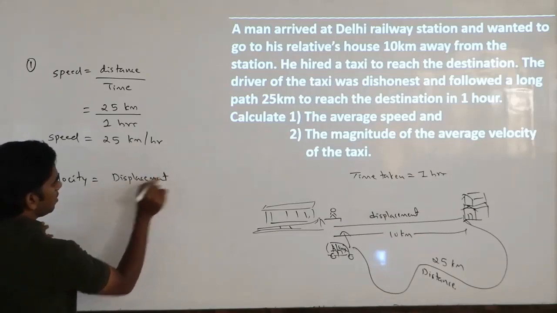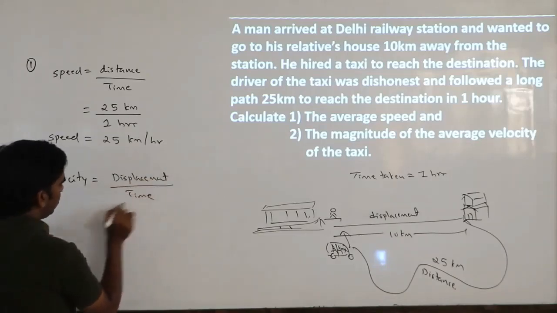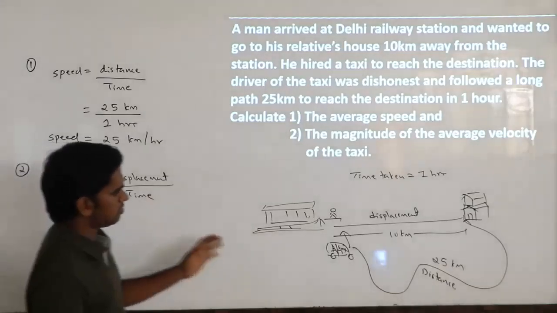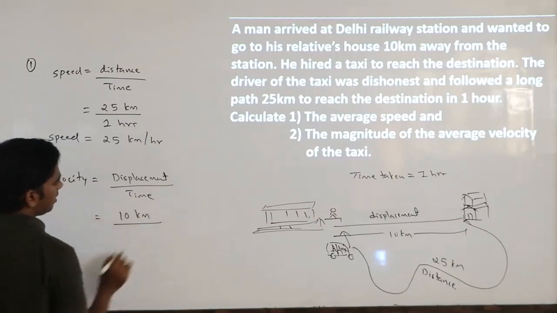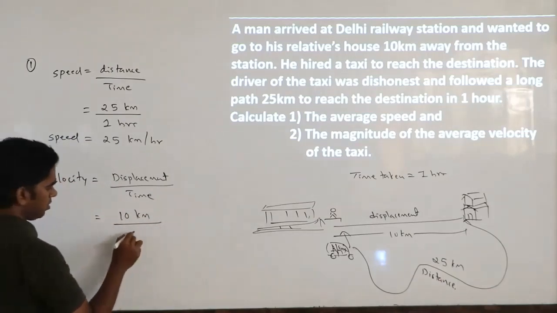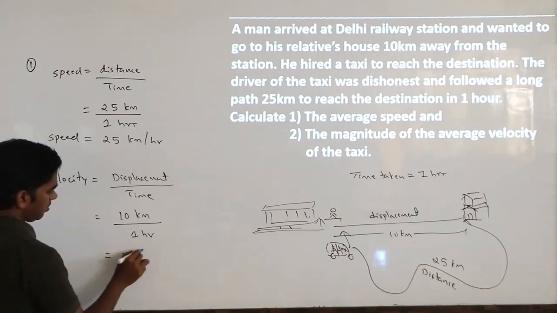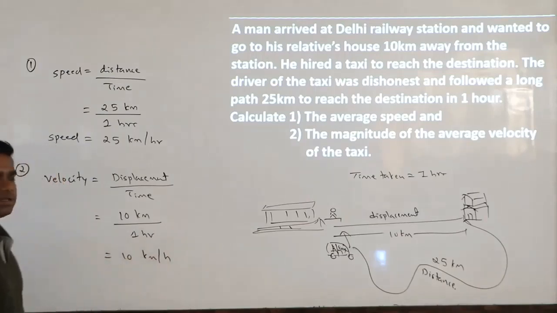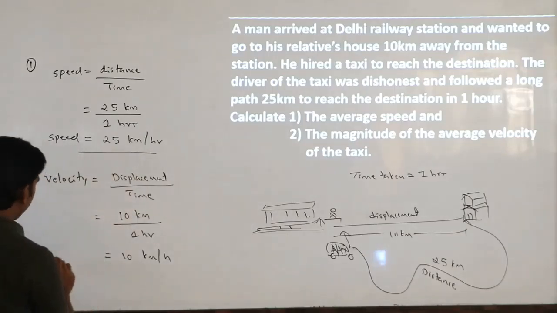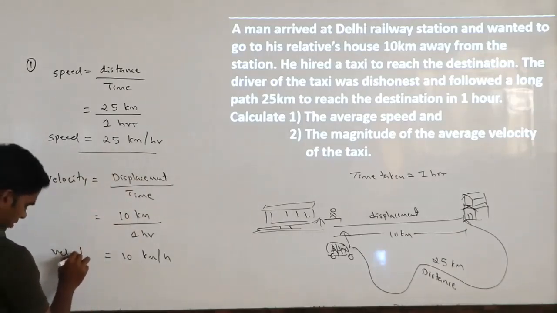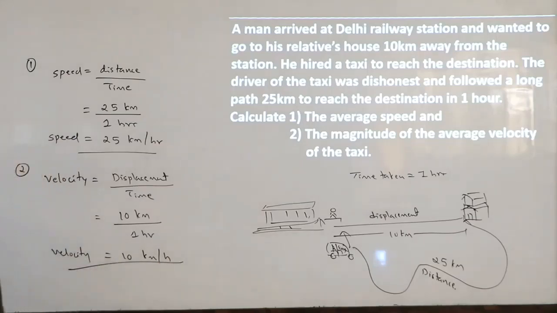Displacement divided by time. So what is the displacement? Displacement is just 10 kilometers. So 10 kilometers divided by the time taken, which is 1 hour only. So this will become 10 kilometers per hour. So speed is 25 kilometers per hour and velocity is 10 kilometers per hour. So this is the question; it looks complicated, but it's very, very simple.